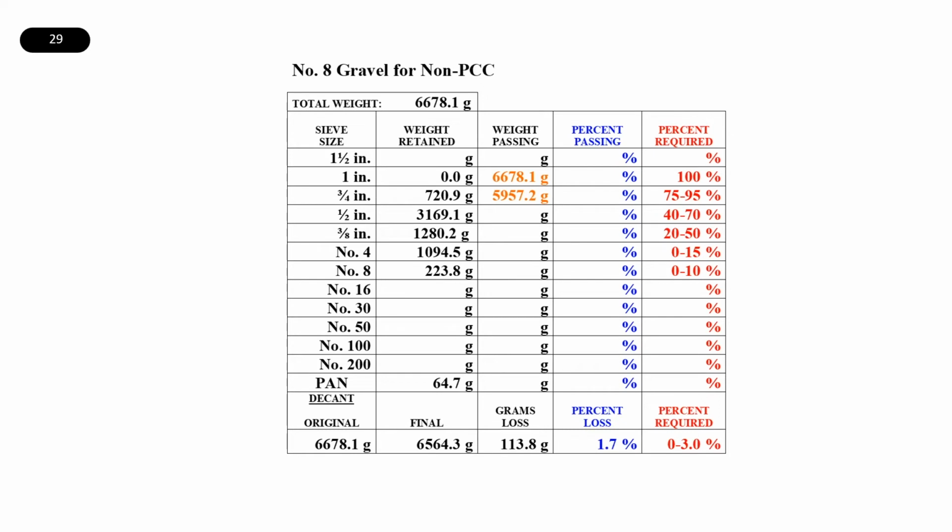Next, take the weight passing the 1-inch sieve of 6678.1 grams minus the weight retained on the 3/4 inch sieve of 720.9 grams to obtain the weight passing the 3/4 inch sieve of 5957.2 grams. Work your way down the weight passing column by following the same process for each sieve. Pause the video while you work this step on your own. The answer is on the next slide.